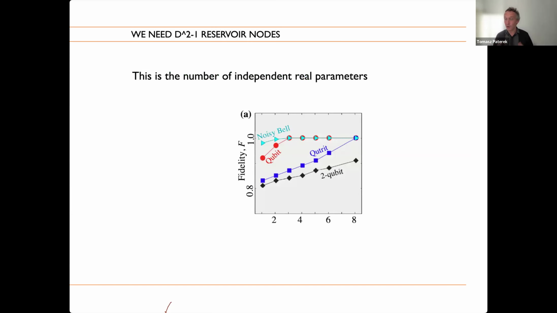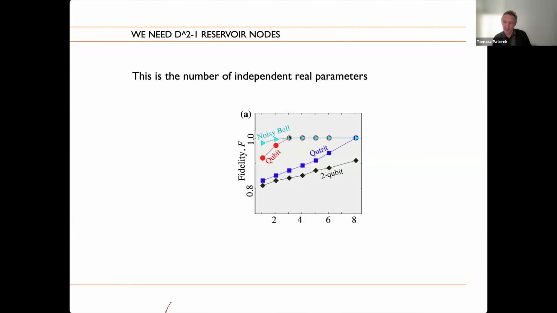Then you can ask, how large does this reservoir have to be to do the tomography? And here there is a very nice clear-cut answer. Because every density matrix in dimension D has D squared minus 1 real parameters, and when we measure these mean values, we get 1 real parameter per qubit, you have to have at least D squared minus 1 qubits to be able to reconstruct a state in dimension D. And really, we made the simulations, and fidelity is a quantity that tells you how well you reconstruct your state. If your state is a qubit, then D is equal to 2, the number of independent parameters is 3, and that's exactly what happens.